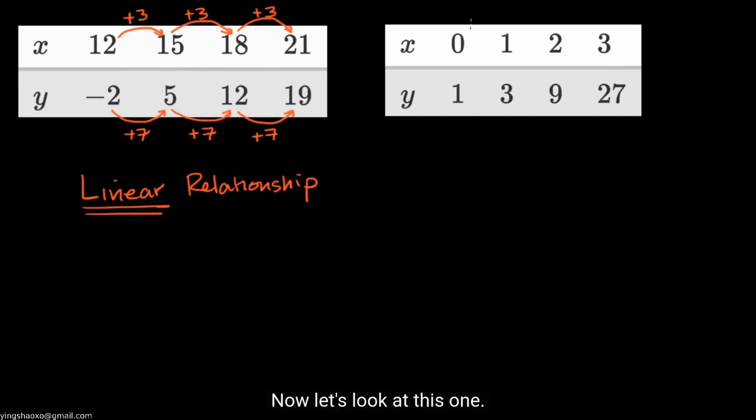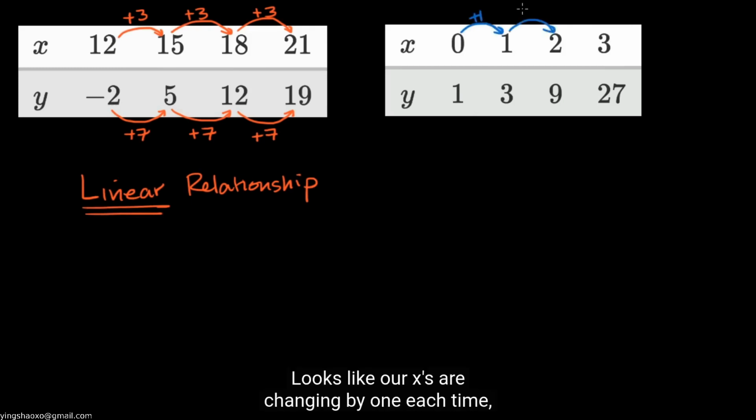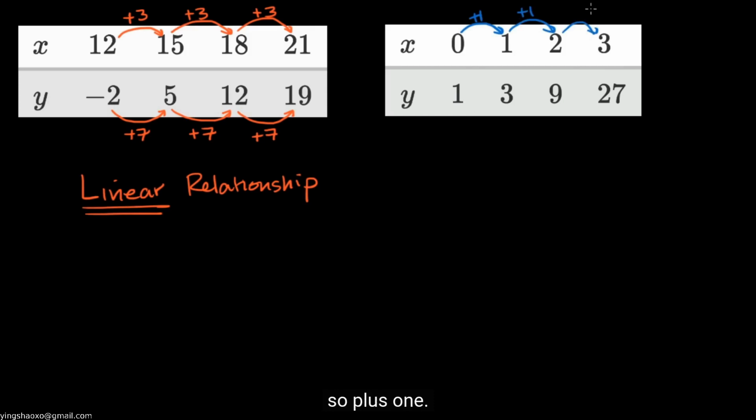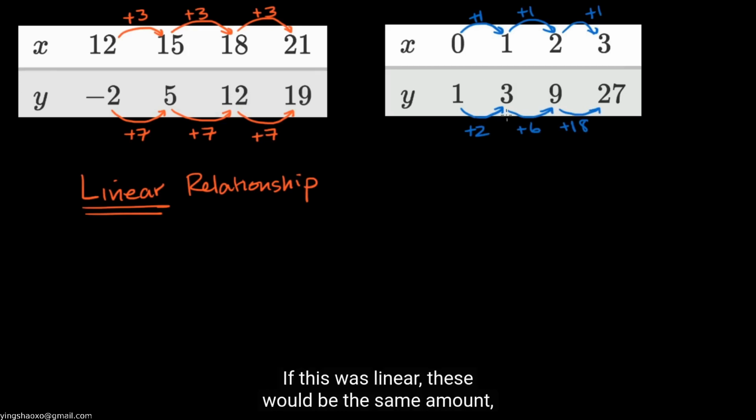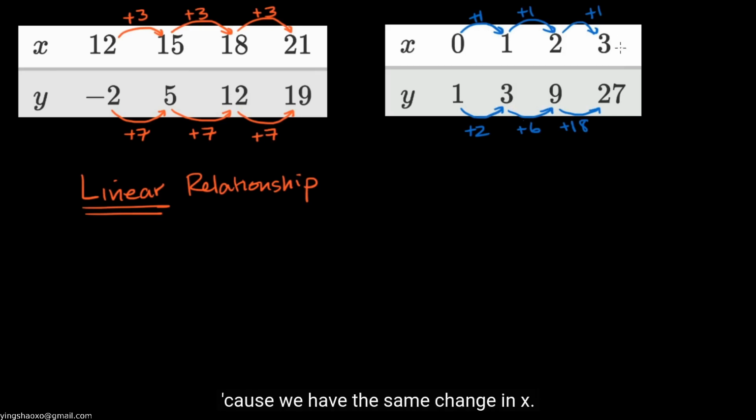Now let's look at this one. Looks like our x's are changing by 1 each time, so plus 1. Now what are y's changing by? Here it changes by 2. Then it changes by 6. All right, it's clearly not linear. Then it changes by 18. Clearly not a linear relationship. If this was linear, these would be the same amount, the same change in y every time, because we have the same change in x.